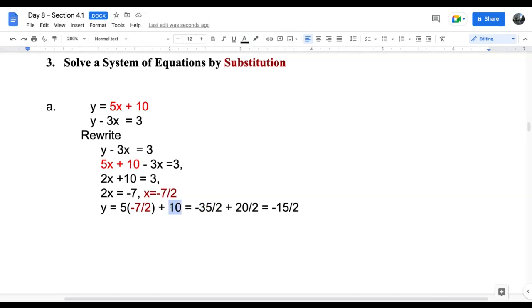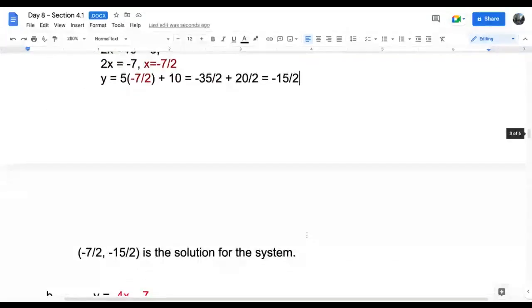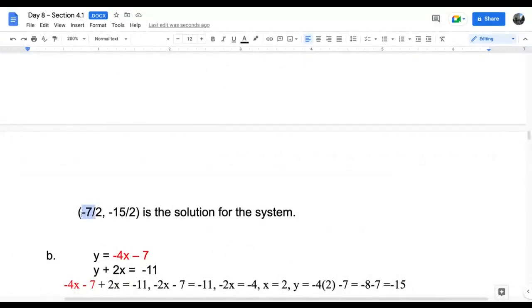Then we need a common denominator to combine with 10. So we change 10 to be 20 divided by 2. Now we have a common denominator of 2, so we can combine the numerators. Negative 35 plus 20 is negative 15, so negative 15 over 2. Our solution is a point. The system of equations has a solution: x value is negative 7 over 2, y value is negative 15 over 2. If we graph it, the two lines will meet at this point.